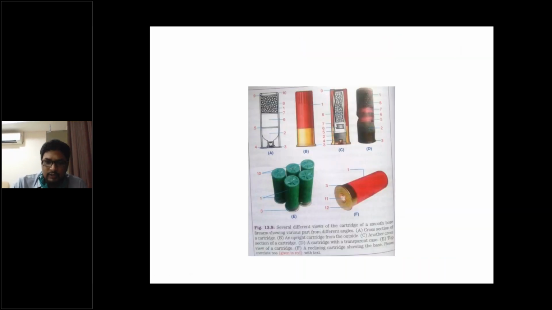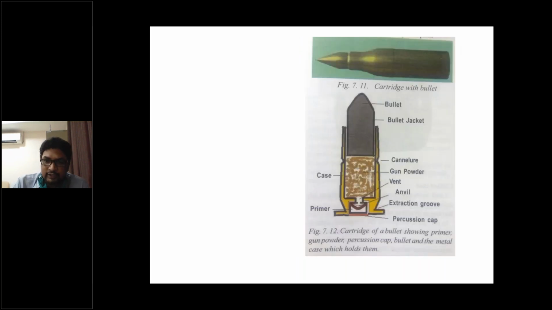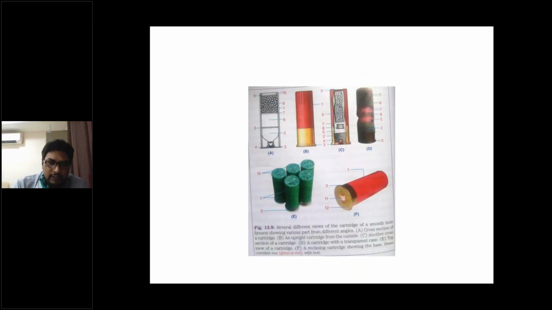All these previous ones are a cartridge with a bullet, used in rifled firearms. Even this one is also a cartridge with a bullet, as you can see in the top one. The entire thing is a cartridge, with the terminal part known as the bullet. And here we have the cartridge with pellets, which is used in smoothbore firearms.